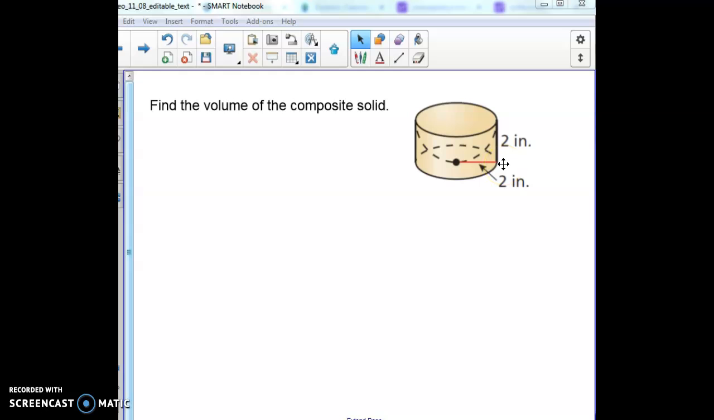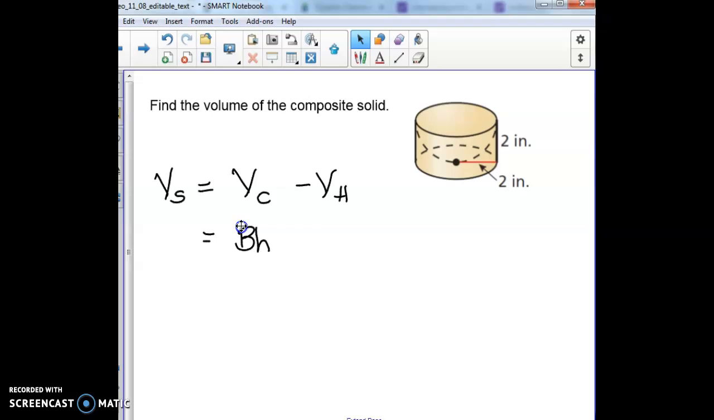So now we see a composite solid here, which is composed of a cylinder and a hemisphere. It's half of a sphere, right? So let's try to find the volume of the solid. We can find the volume of the solid by getting the volume of the cylinder minus the volume of the hemisphere, the half sphere. So we know that the volume of a cylinder is area of the base times the height, right? So the base area is actually the area of the circle, which is pi r squared, r is 2, and then the height of the cylinder is also 2.